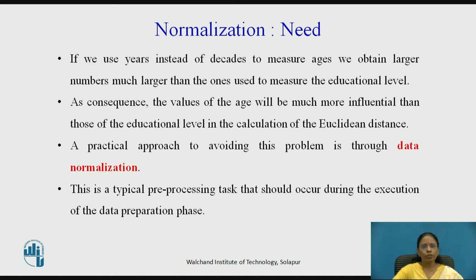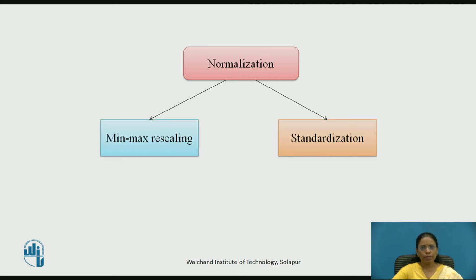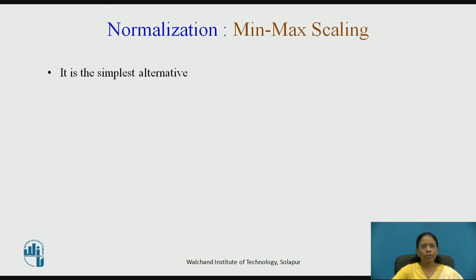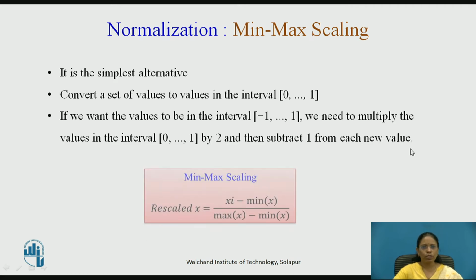Normalization is a typical pre-processing task that should be done during the data pre-processing phase, and it can be done by two methods: min-max scaling as well as standardization. Min-max scaling is the simplest alternative, which converts the set of values to the interval between 0 and 1. If we want the values to be in the interval between -1 and 1, we can multiply the values obtained from 0 to 1 by 2 and subtract 1 from each of them. Then we get values between -1 and +1.